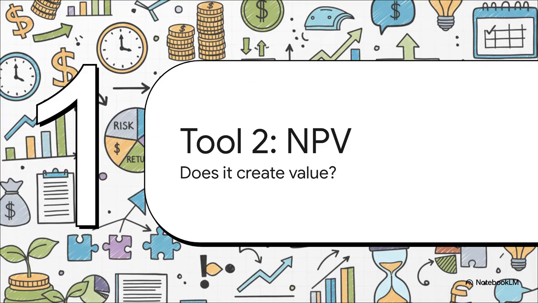Okay, on to tool number 2. Now, the payback period is useful for a quick check on risk, but honestly, it has 2 massive flaws. First, it ignores that money today is worth more than money tomorrow. And second, it completely ignores any money the project makes after it's paid back. That's where net present value, or NPV, comes in. It's our most powerful tool because it tells us if a project will actually make the company richer.